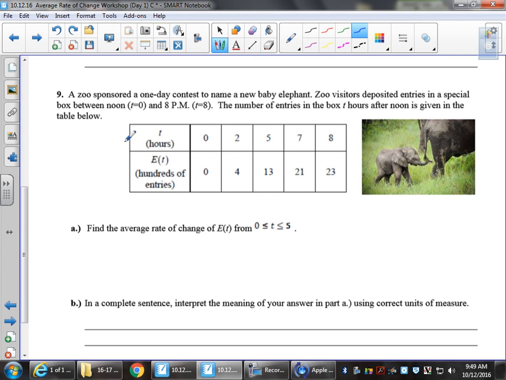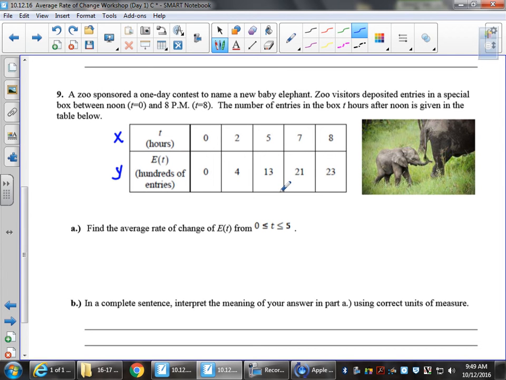What can I write next to here to help me out? X. X hours. Afternoon is given in the table. So what's this going to be? Y. Notice I'm told it's measured how? Hundreds. So 0 is 0, but what is 4 really? 400. 13 is really 1,300. Very good. Keep that in mind.